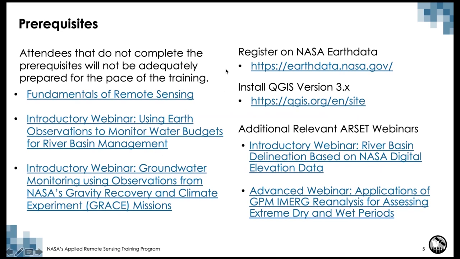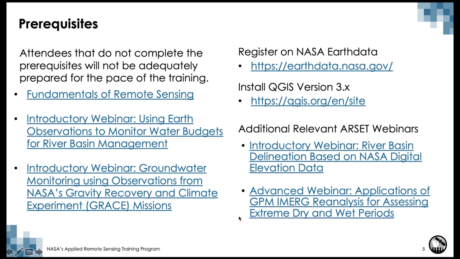Also, you will require a username and password to register or to log into the NASA Earth Data Portal. This is the portal where you will be downloading data from. Also, you need to install QGIS version 3, whatever is the current version, or any from 3.6 onwards. If you have that, that would be sufficient. So you have to have QGIS, and there is an instruction here at this link on how to do that.